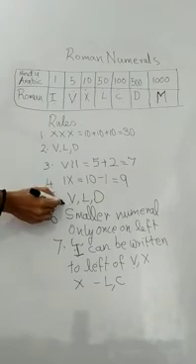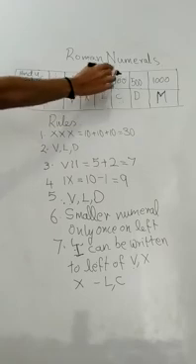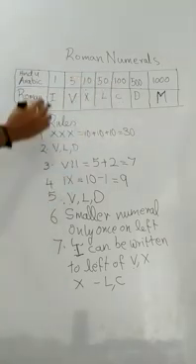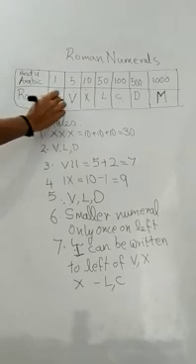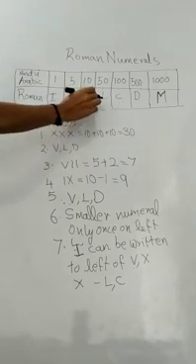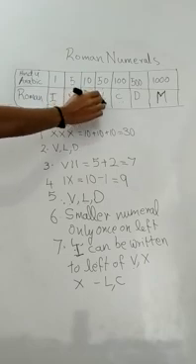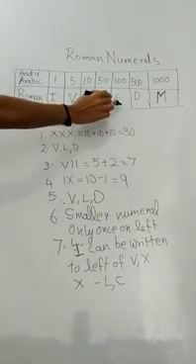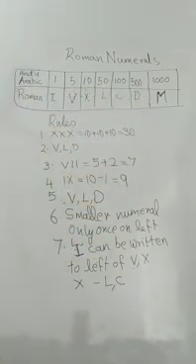That is the 5th rule. But other ones, that is 1, 10 and 100, can be written, but only for the next two. That is, 1 can be written on the left of 5 and 10. 10 can be written on the left side of 50 and 100. And 100 can be written on the left side of 500 and 1000. So that is the 7th rule.